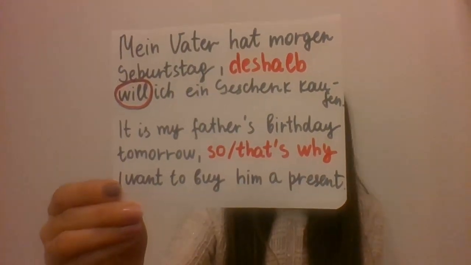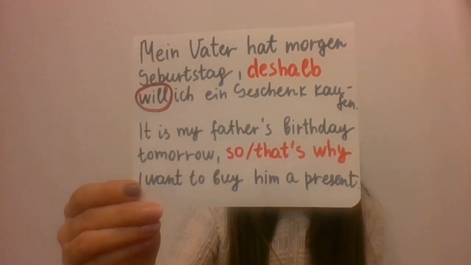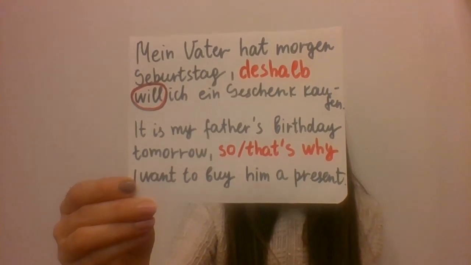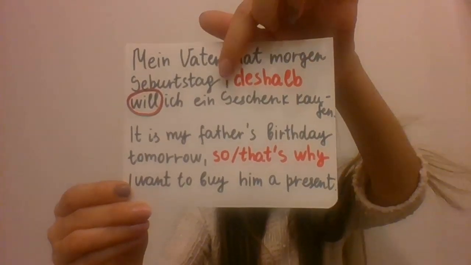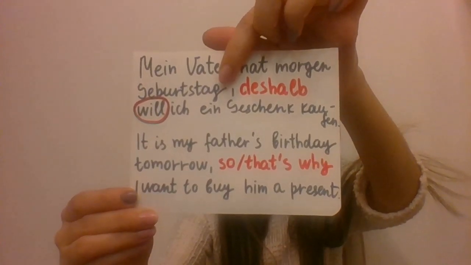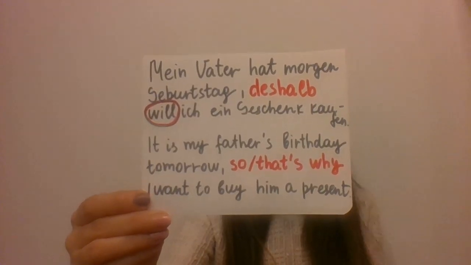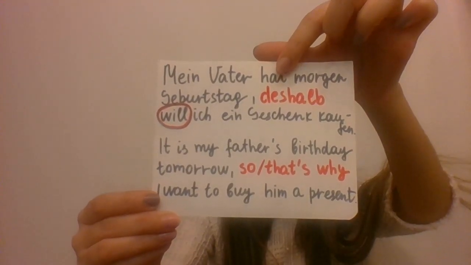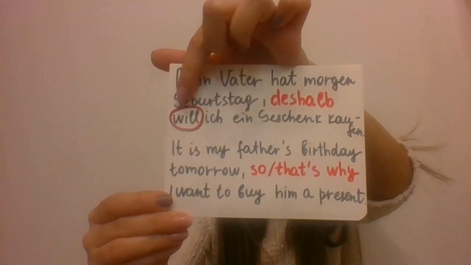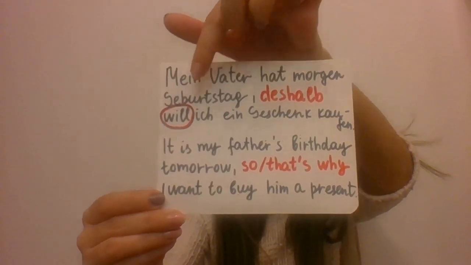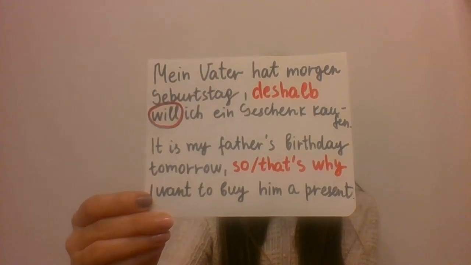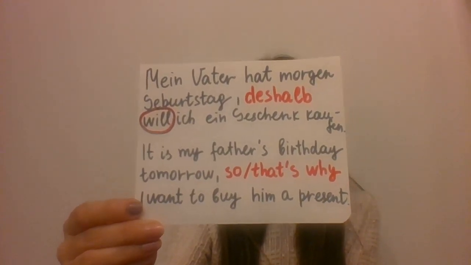And a third example sentence with the conjunction deshalb. Here. Mein Vater hat morgen Geburtstag. It means it's my father's birthday tomorrow. Again, comma. Just don't forget about the comma. After the comma starts our second sentence with the reason, with the explanation. So, again, deshalb. And here in the circle we see just right after deshalb the verb will: ich will ein Geschenk kaufen. So, or that's why, I want to buy him a present.